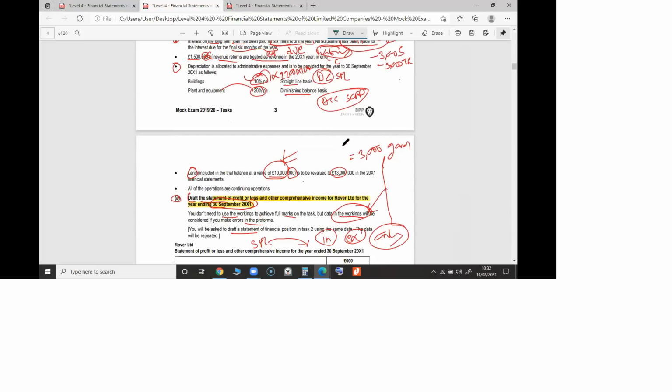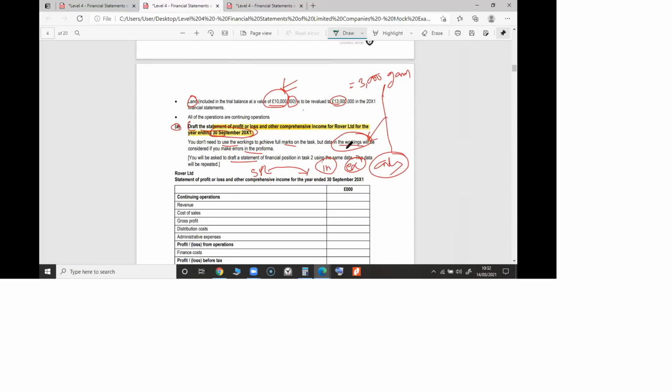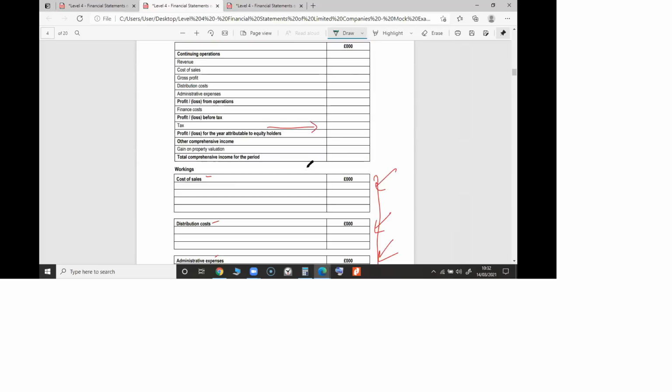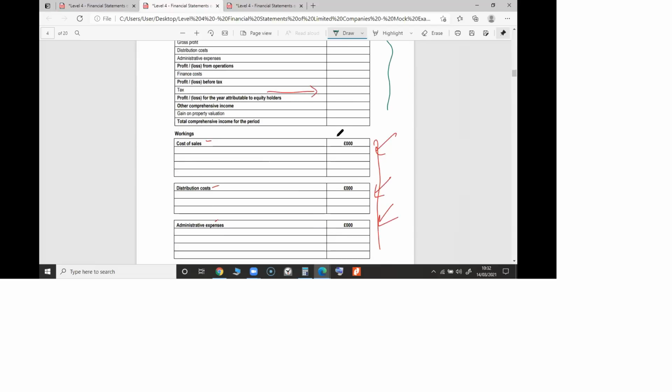What else we have? Oh, we have done all the workings. To be very honest with you, we have done all the workings, even for question number 1 and question number 2. Both of them, we have done all the workings. Now let's do the real question. So the real question is SPL. We're going to do this SPL. But before that, let's do some of the workings.